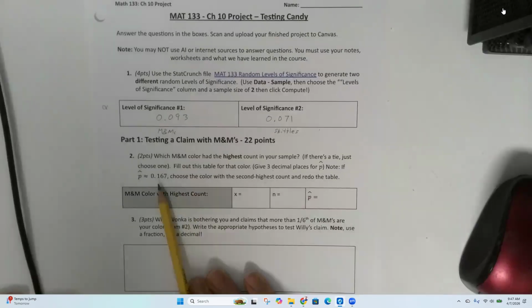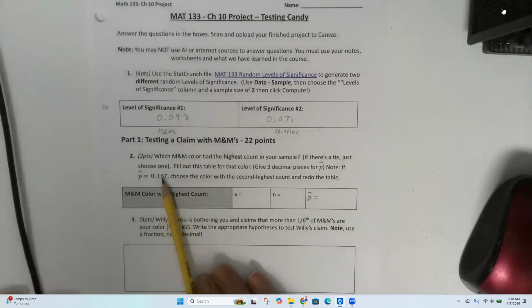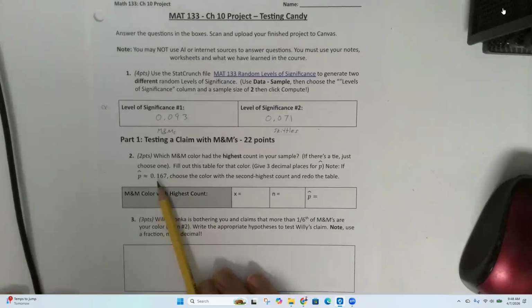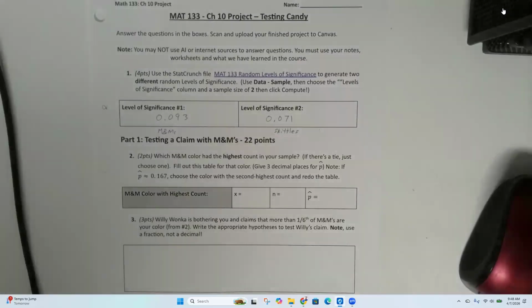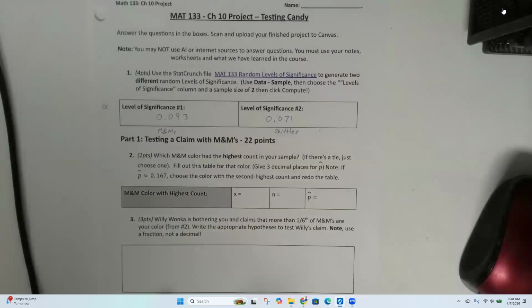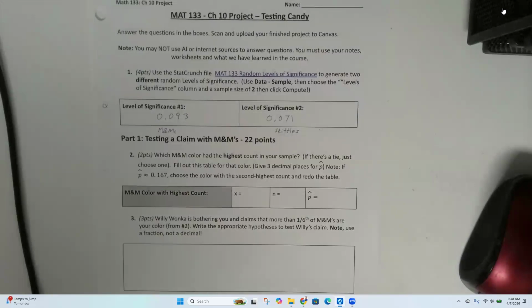If your p hat is close to 1/6, there's 6 colors. 1/6 as a decimal is 0.1667. Choose the color with the second highest and redo the table. So why is it saying that? We are trying to test whether the M&Ms have the same count, which they'd all be at 1/6, or if the proportion is different. Okay. And in order for something to be different, it has to be significantly different. It can't just be slightly bigger.